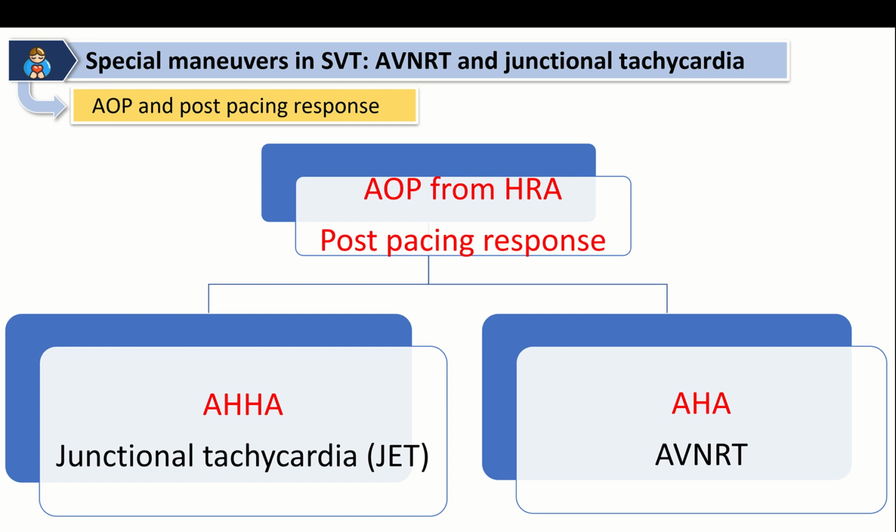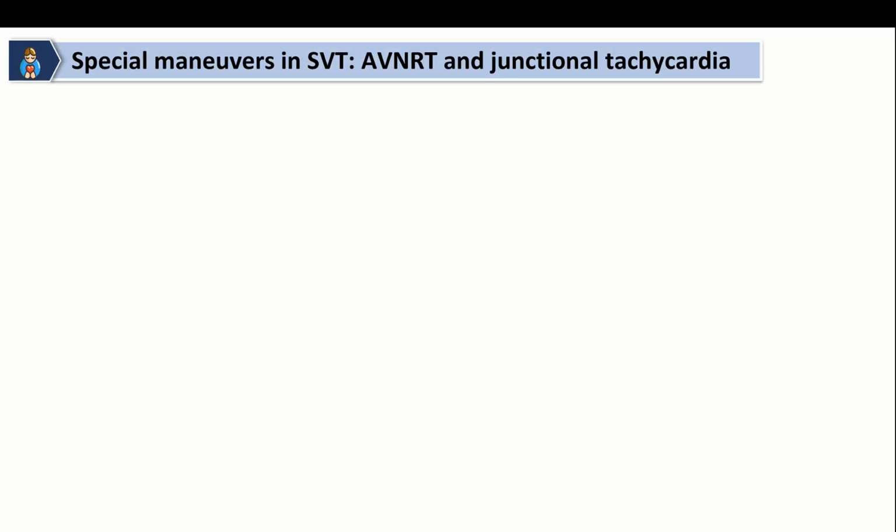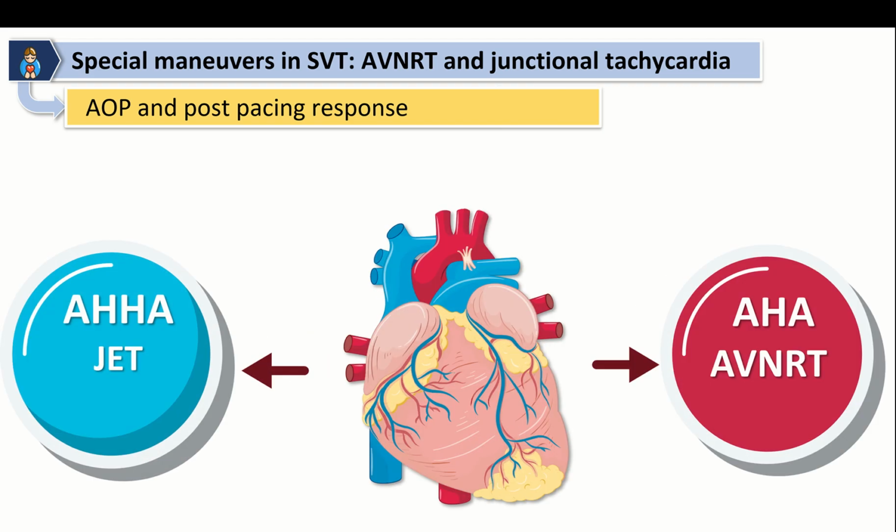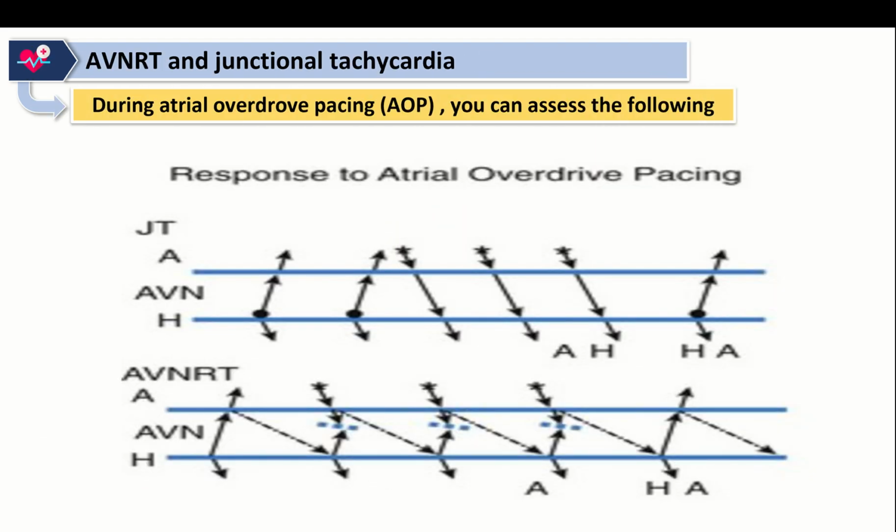So how can we discriminate? When we start atrial overdrive pacing, then stop it, we will find the response. Junctional tachycardia, AHA response. AVNRT, AHA response. Really, a golden rule when we assess the post-pacing response. In supraventricular tachycardia, junctional tachycardia, AHA response. AVNRT, AHA response. Confirm diagnosis, just ablate slow pathway.